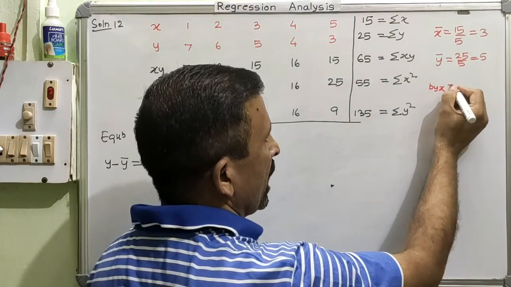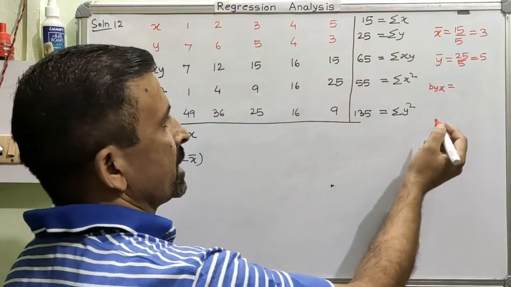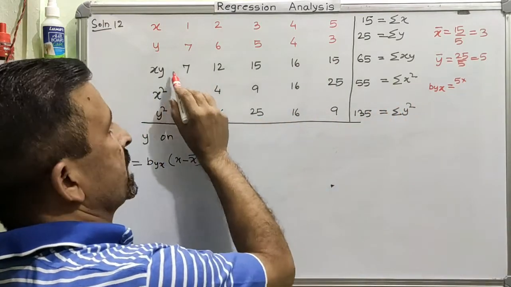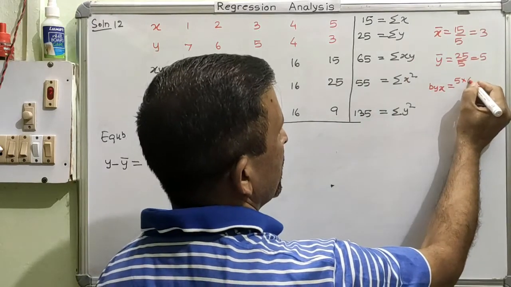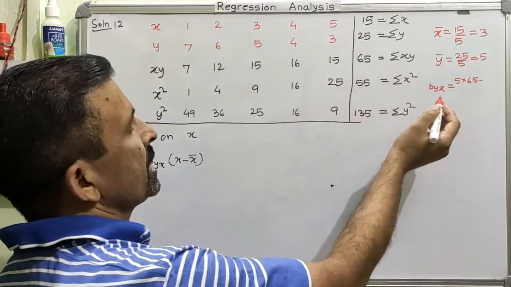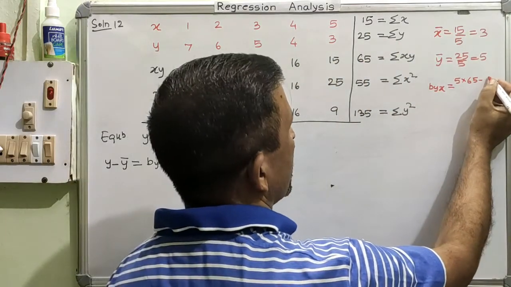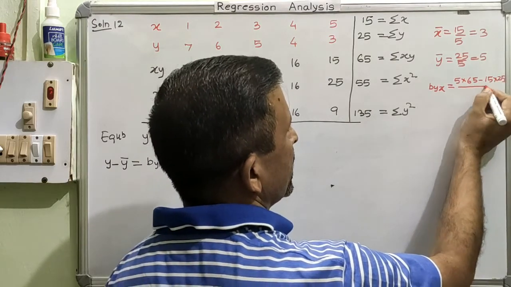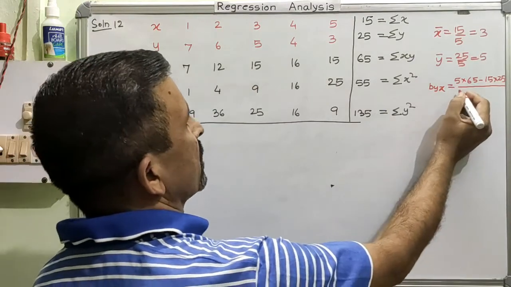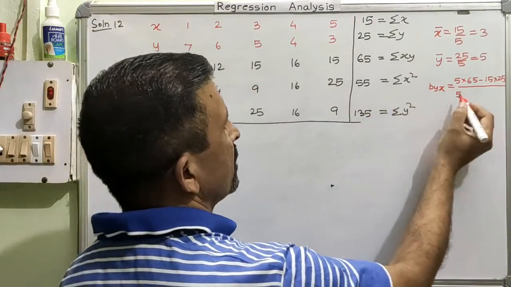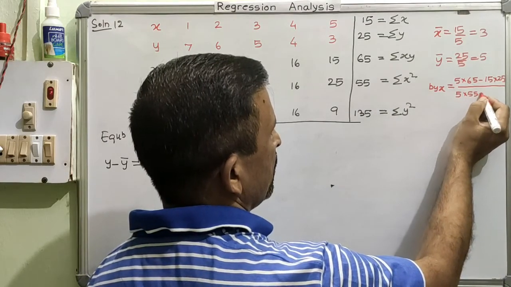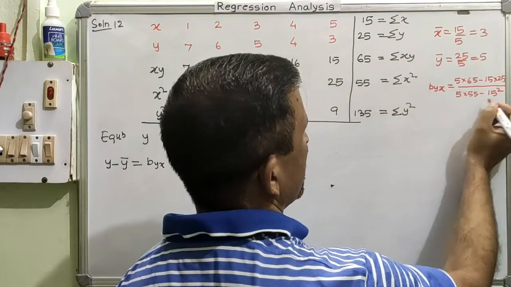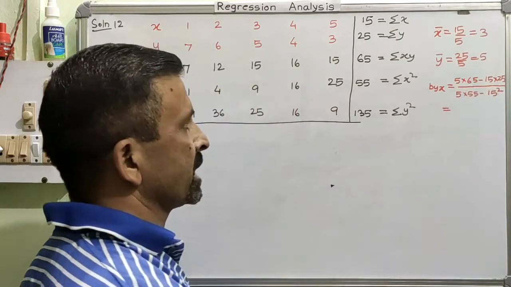byx, you know now. I am not going to write the formula because I have less space. It is n, n is 5, into sum of all the product of x and y, that is 65, minus sum of all the x, that is 15, and sum of all the y is 25, divided by n times sum of all the x square. N is again 5, and sum of all the x square is 55, minus sum of all the x, 15, and then its square. Is this all right? So 5 into 65.